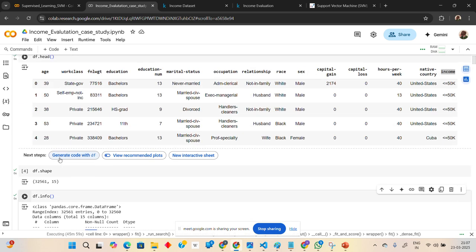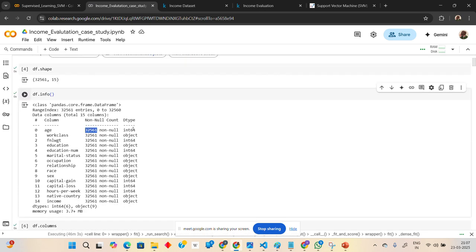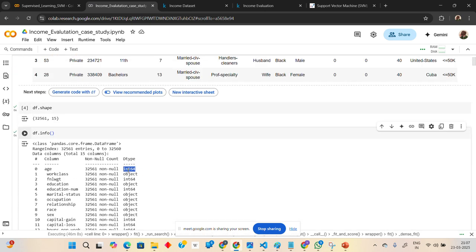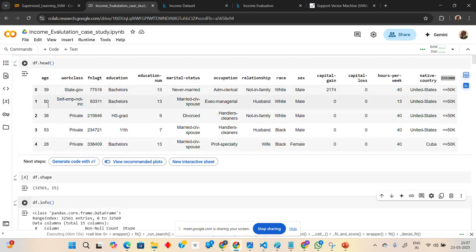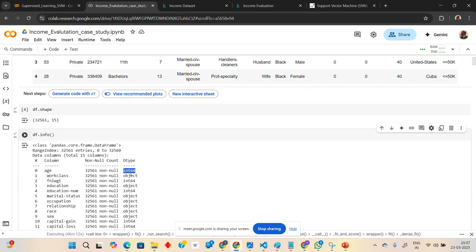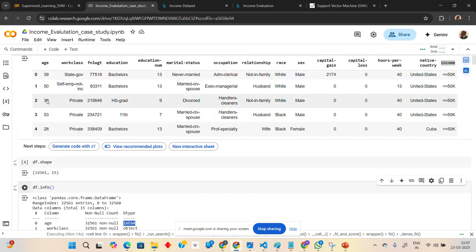How do we know that? For example, age is an integer. Here, if you observe, it is showing as object, where object means string. We know that age is integer, but it is showing as object. That means either age is being given as a string, or else a question mark is there.